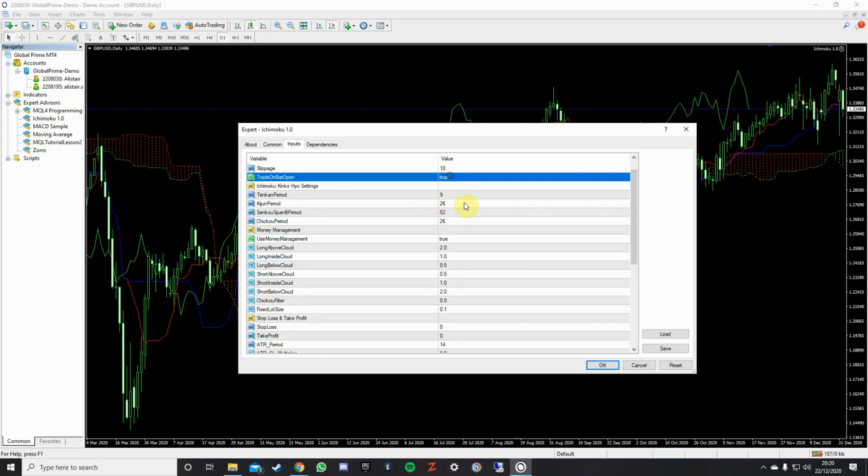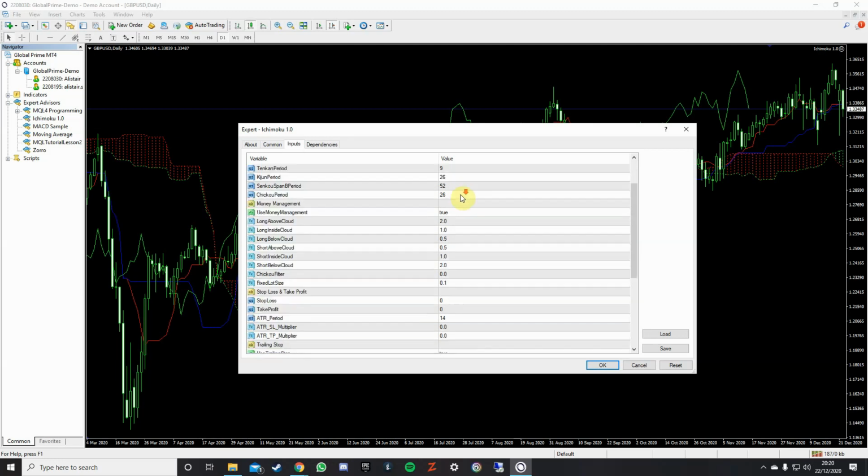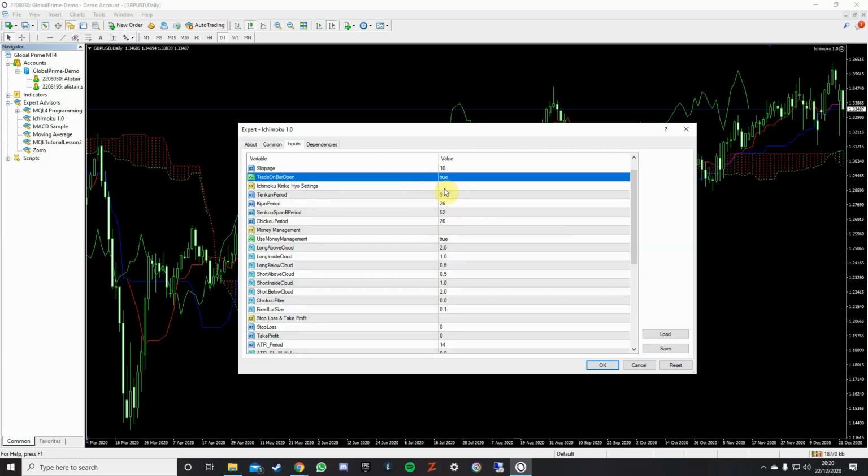We've got trade on new bar set to true. That just means it's only going to trade when a bar closes and a new one opens. That stops any weird things happening as the moving averages are developing through the bar.